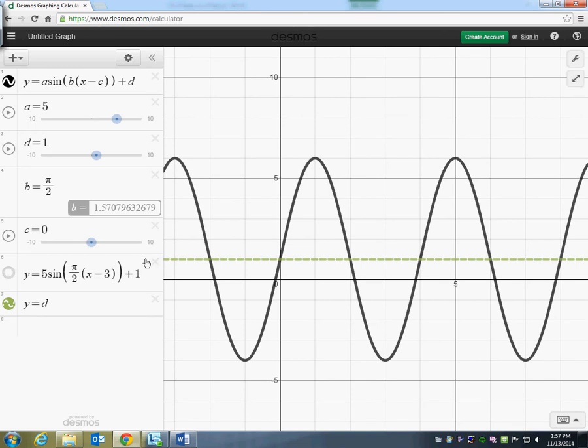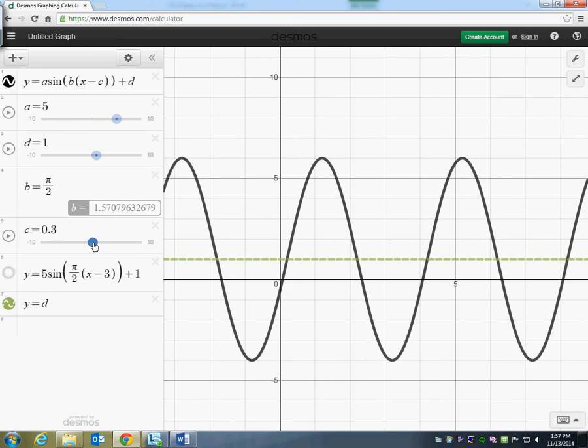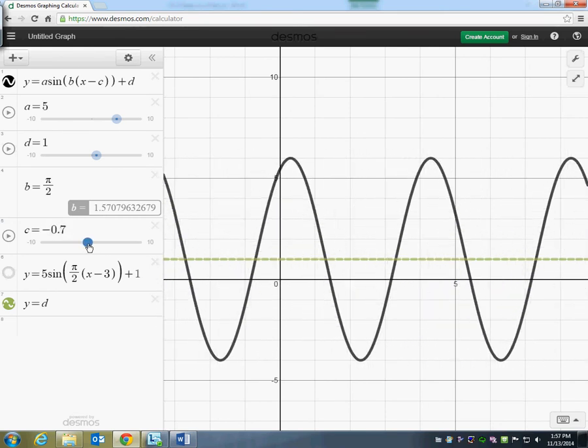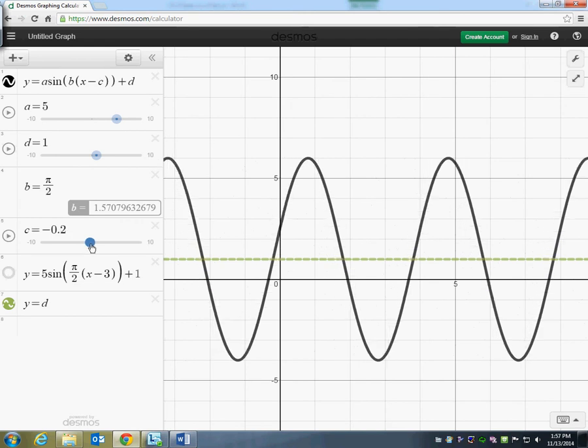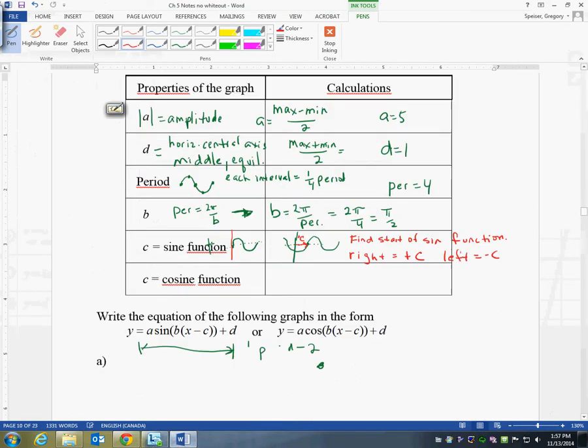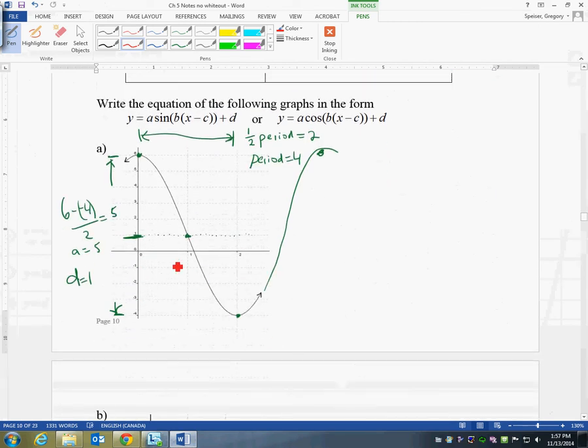Okay, so what we want is to move our c value, and notice as I move c positive it goes to the right, and as I move c negative it goes to the left. So return it back to 0. Where do we want it to be? Well, looking back, scrolling down, we want the beginning of sine to be way over here, don't we? So where would that be?